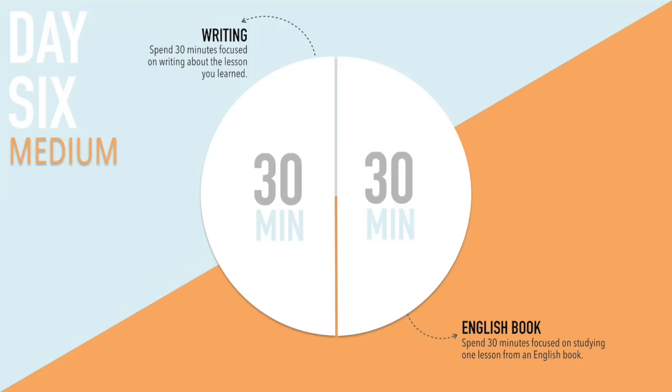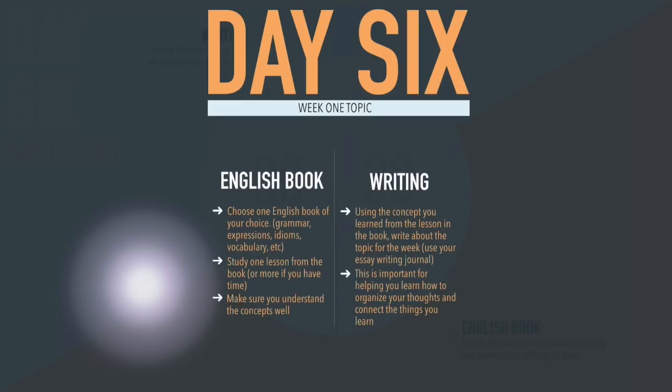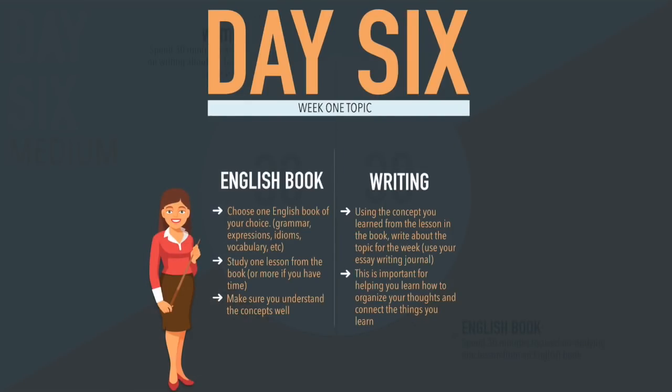Again, I'll tell you more. The last 30 minutes is writing. So here we go, a little bit more detail. So the English book portion. First thing you do is choose one English book of your choice. It can be about grammar, expressions, idioms, vocabulary, or anything. But it must be about English learning, okay?